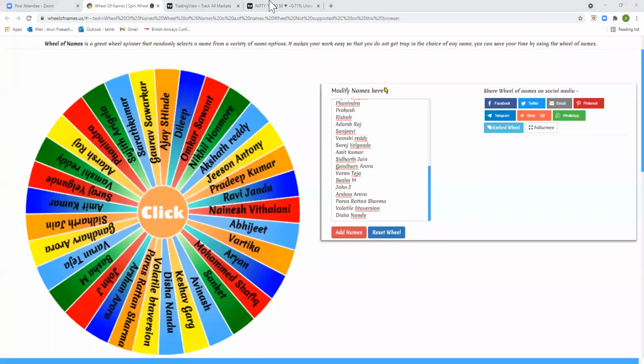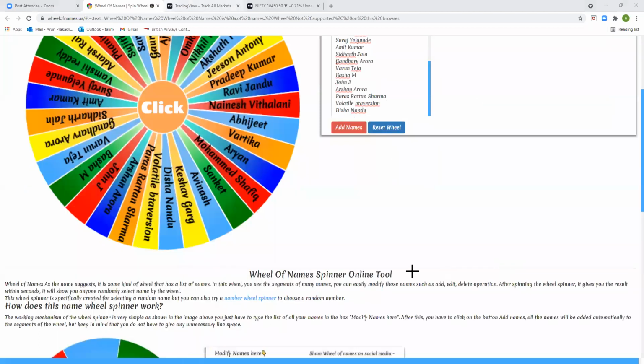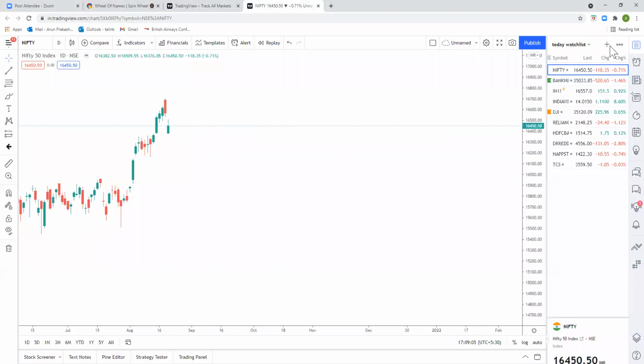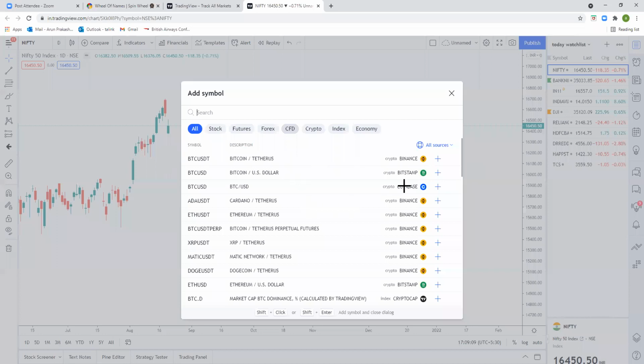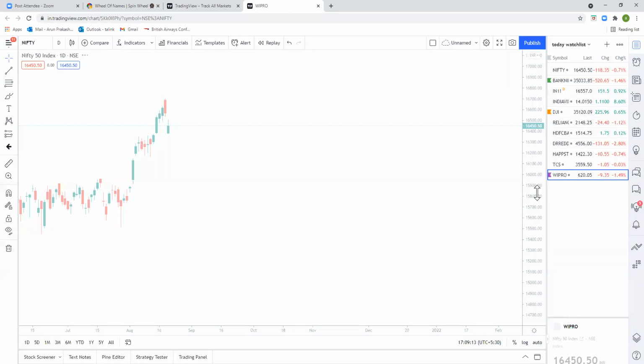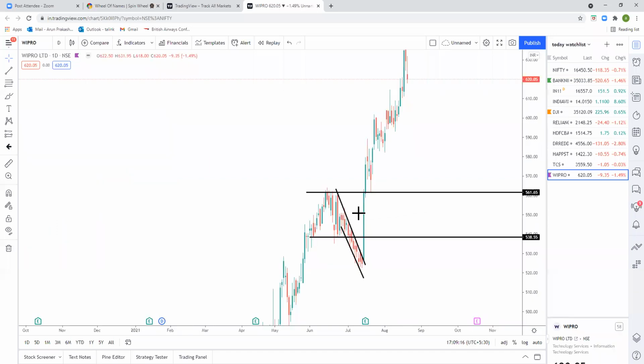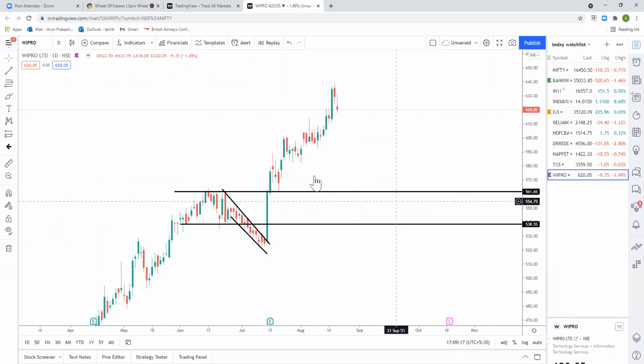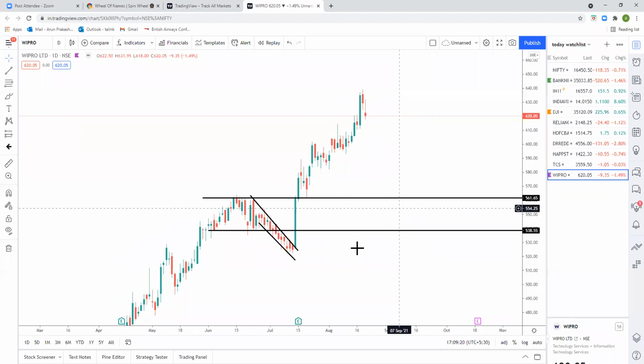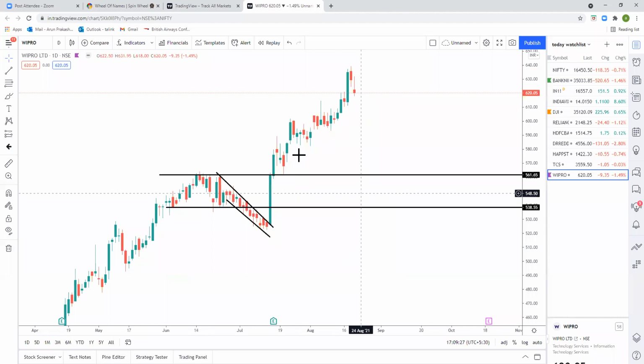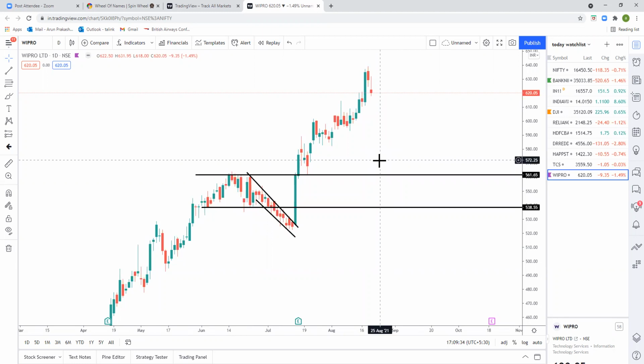Sir, my doubt is in Wipro. Last to last month, sir, there is a flag and pole channel pattern, and it broke very nicely, sir. But in the retest, it came down a little bit into the trend line, where my stop loss hit, sir. Okay. Sir, can you please mention the dates or something, bro? Yes, sir. 1 minute. The time frame is 1 day, 12 April.